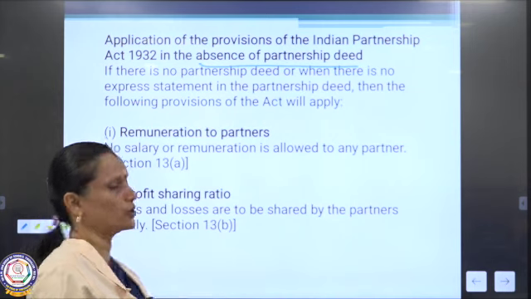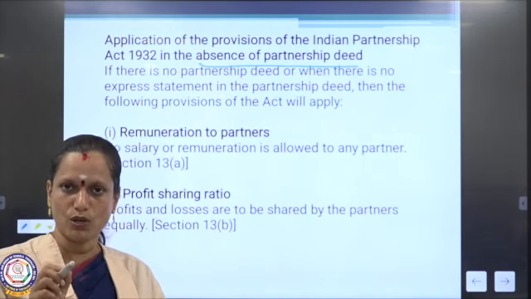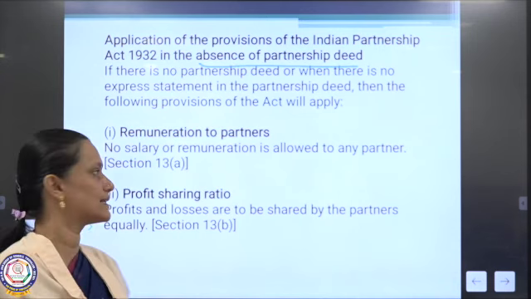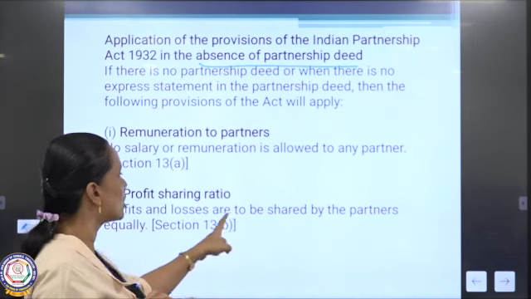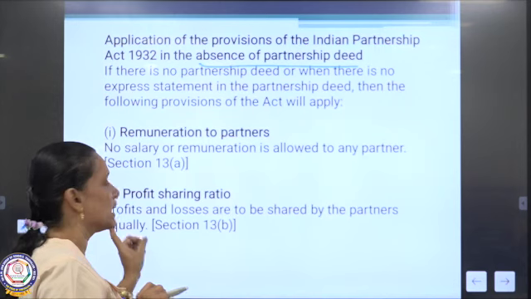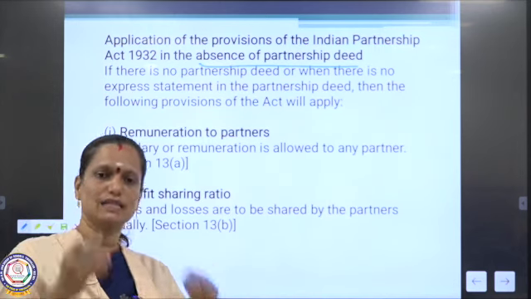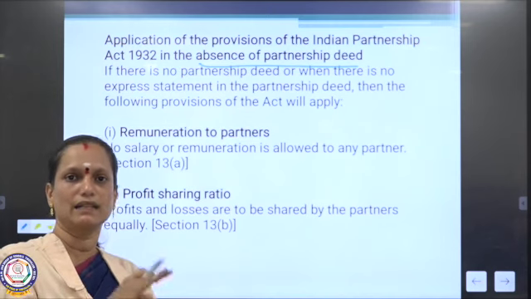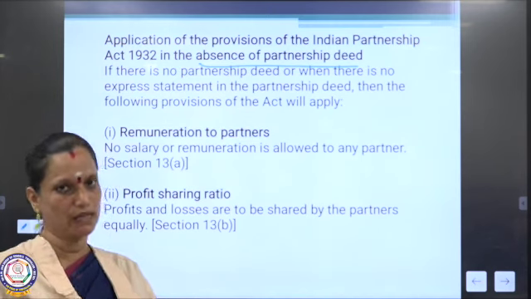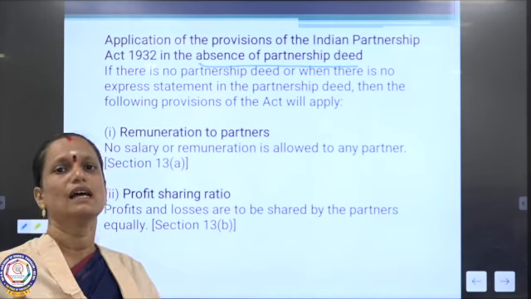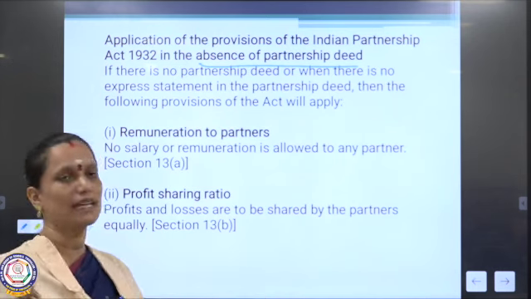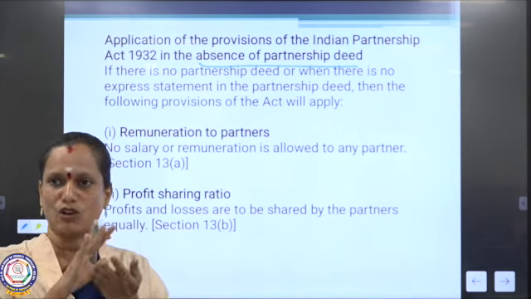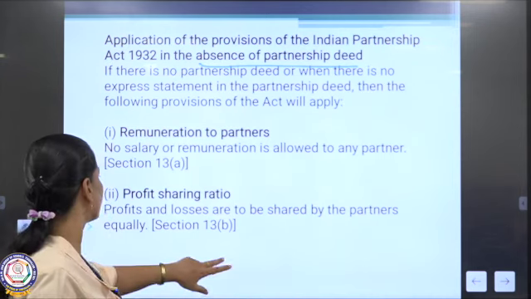And then profit sharing ratio. Profit sharing ratio also we have to mention in the deed itself. If we missed it, profits and losses are to be shared by the partners equally. So how much amount he has invested, no problem at all. They share the profit equally, because we didn't mention it. We left everything out of the partnership deed, so we have to share the profit or loss equally.